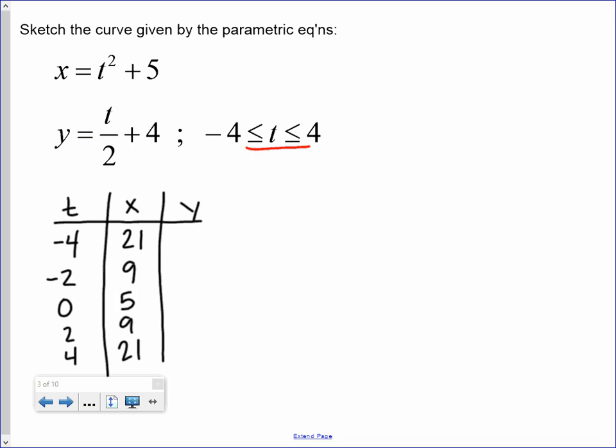When I do my y column, remember y is a function of t, so you're putting the t values in for y, not the x values. So again, I just have to do negative 4 divided by 2 is negative 2, plus 4 is 2. Negative 2 divided by 2 is negative 1, plus 4 is 3. 0 divided by 2 plus 4 is 4, then 5, and 6.